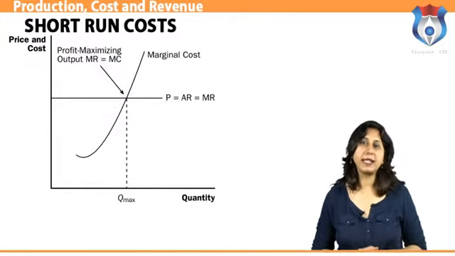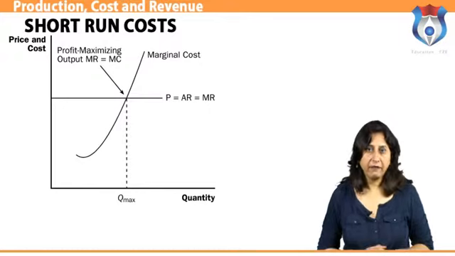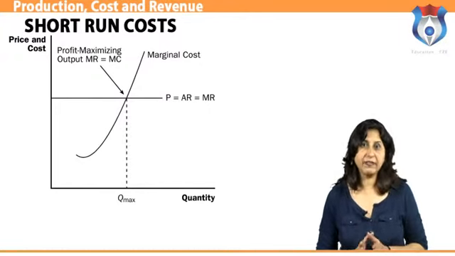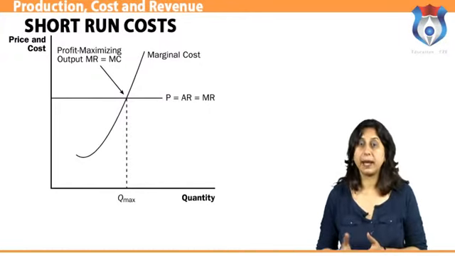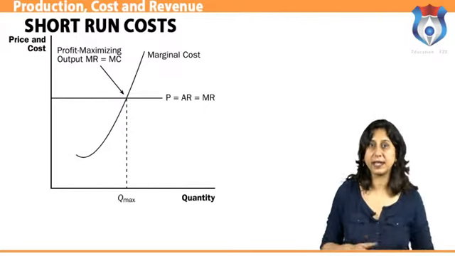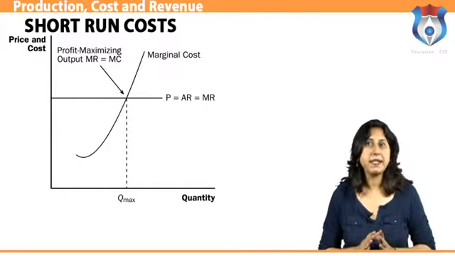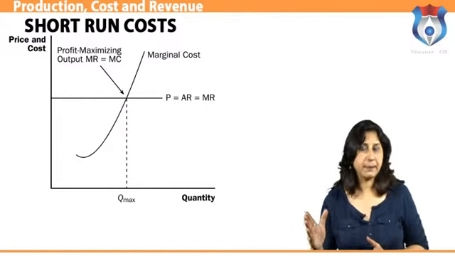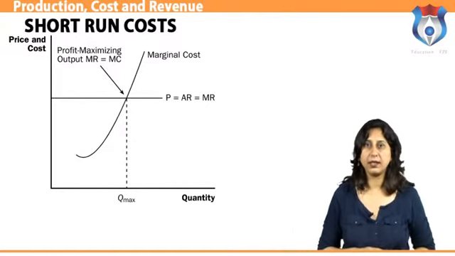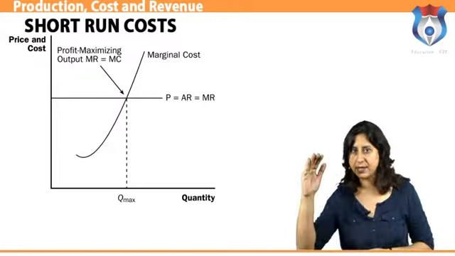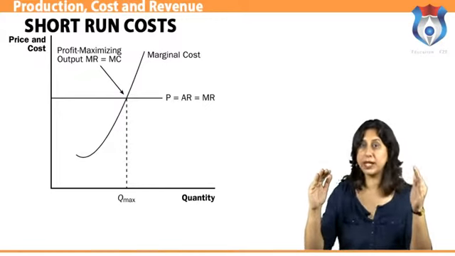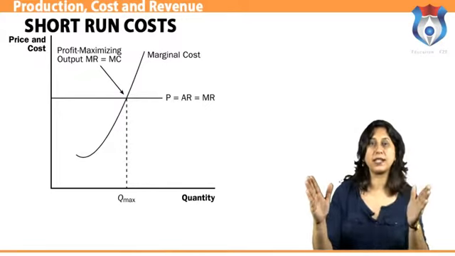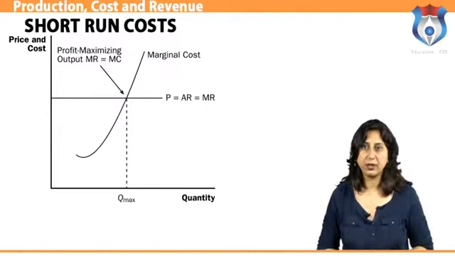Relationship between MC and AVC. When MC decreases, then AVC also decreases, but MC is less than AVC. MC always cuts AVC at its minimum point, and MC is equal to AVC. When MC increases, then AVC also increases, but MC is greater than average variable cost.